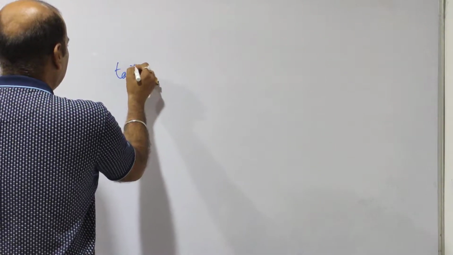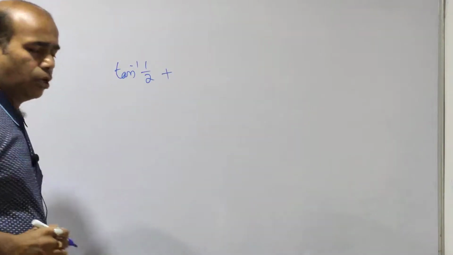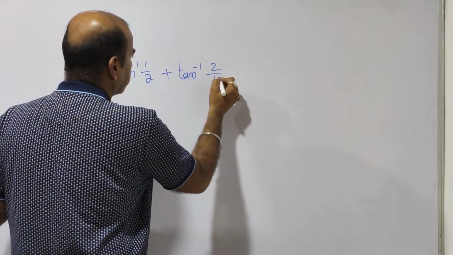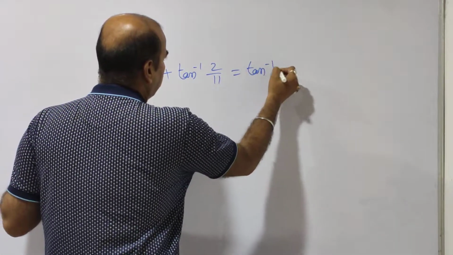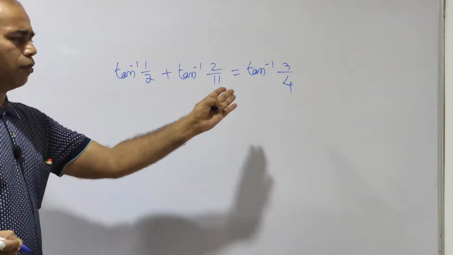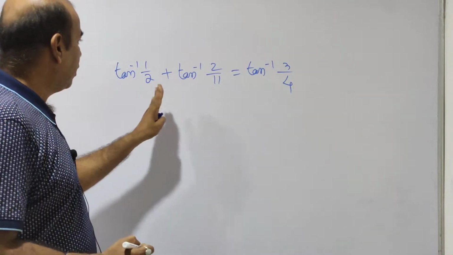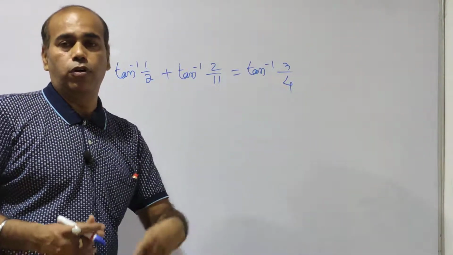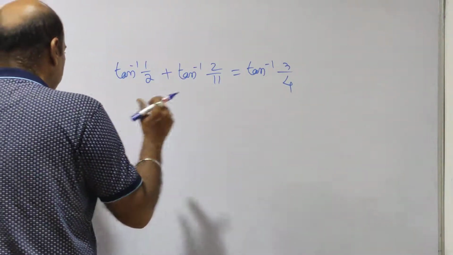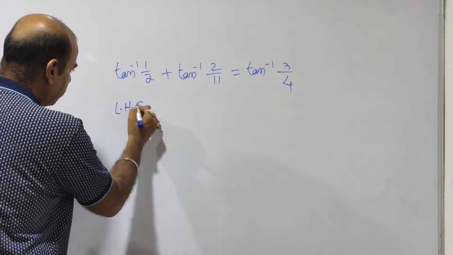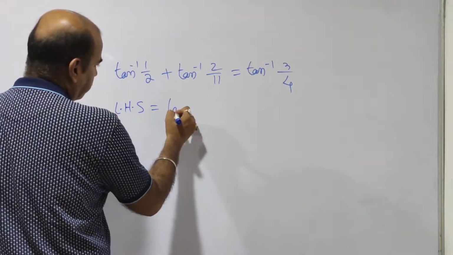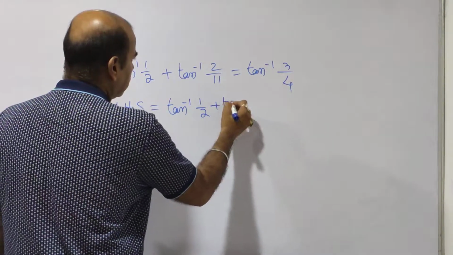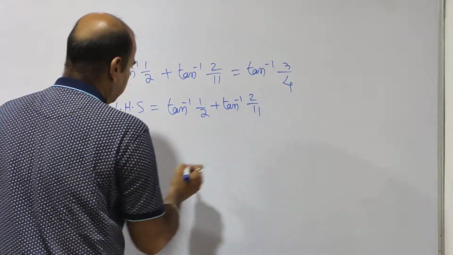Let me take tan inverse 1 by 2 plus tan inverse 2 by 11 equals tan inverse 3 by 4. The question is: we need to prove that tan inverse 1 by 2 plus tan inverse 2 by 11 equals tan inverse 3 by 4. So let me show you how to do this. Let me consider the LHS of the question. This is tan inverse 1 by 2 plus tan inverse 2 by 11.